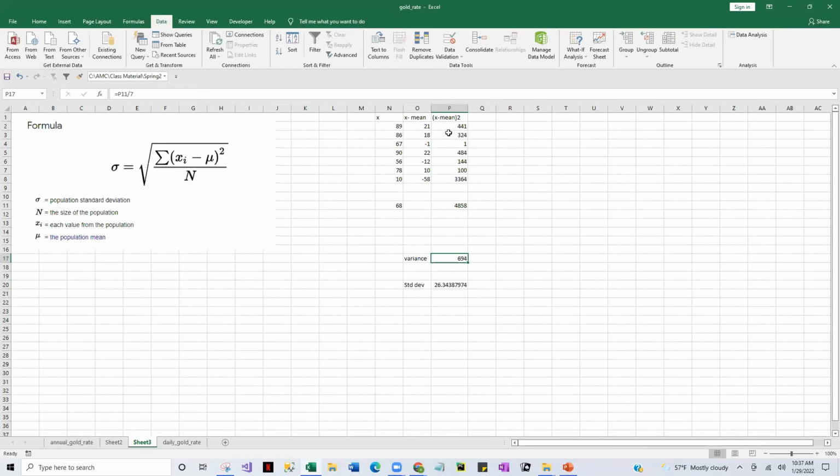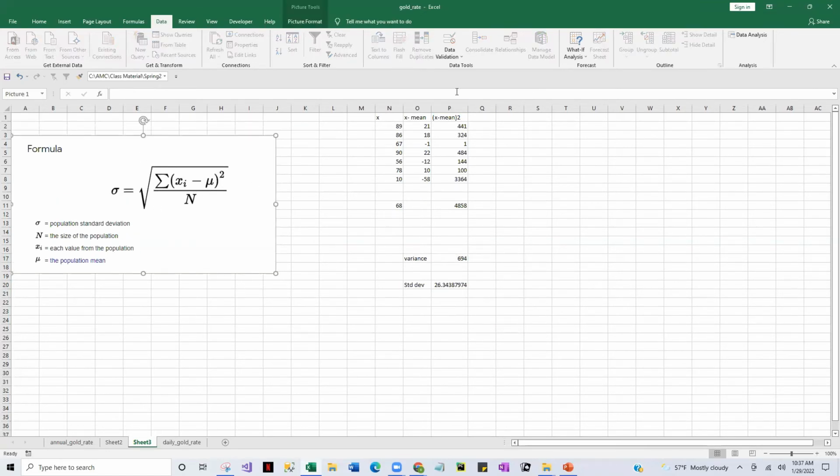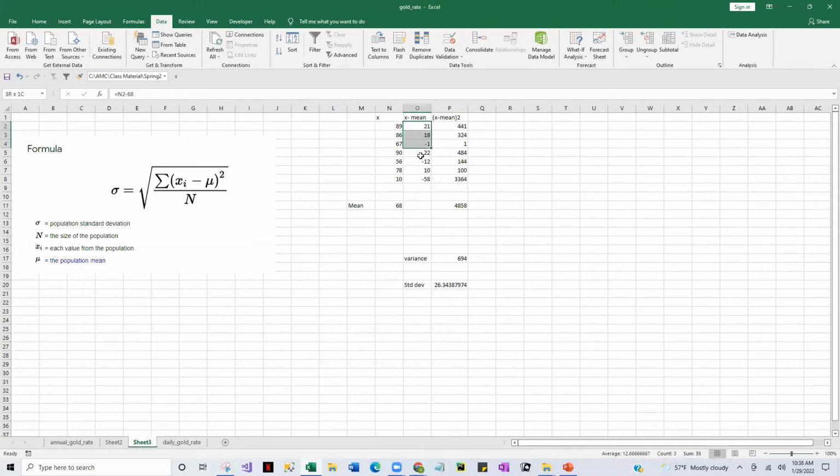So in order to find the variance, you need to just do this formula. What you're going to do is find the mean. The first step is to find the mean. So when you find the mean, you're going to get the difference between the mean and the x value. So that is here. The difference between mean and the x is here. Then I'm doing the square of it.